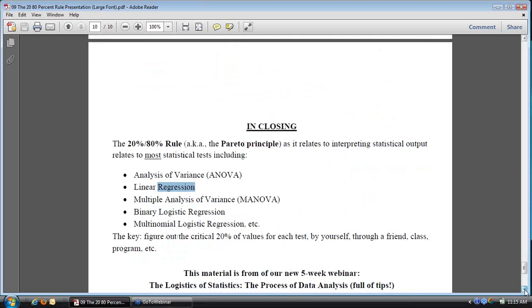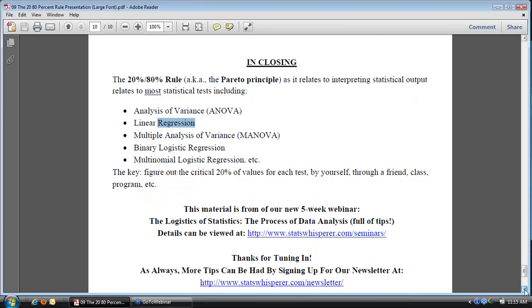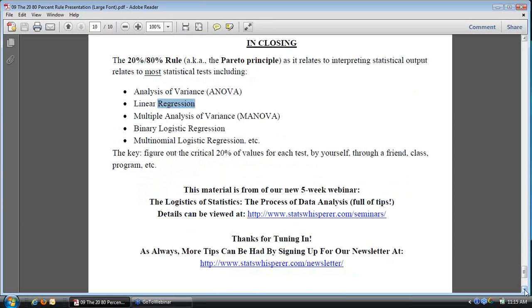Now, the good news is the 20-80% rule, as it relates to interpreting statistical output, relates to ANOVA, right? So if you do an analysis of variance, you have these same key critical numbers that you could find, 2 out of 10. That'll tell you the real crux of the message of the results. Linear regression, same thing. Multiple analysis of variance, binary logistic regression, multinomial logistic regression, etc. All of them have these key critical values that will tell you the 80% of the message of the test.